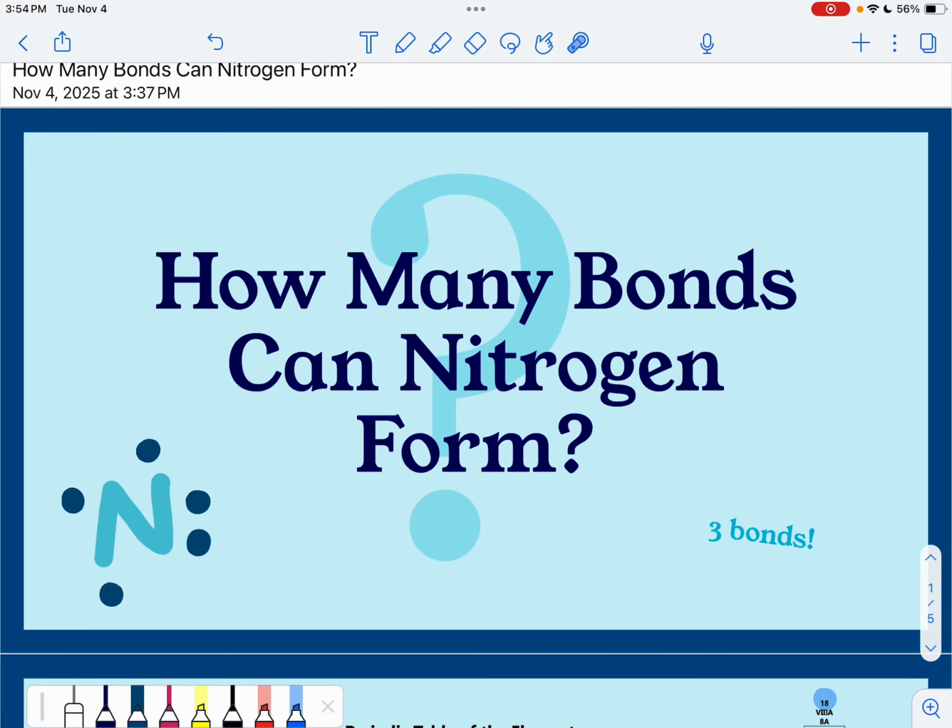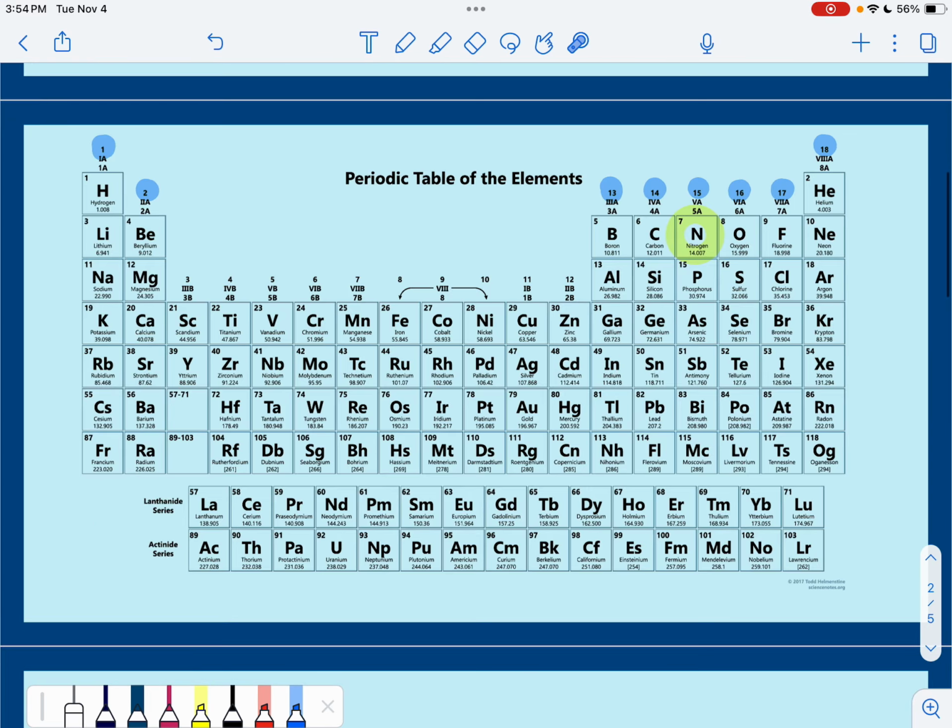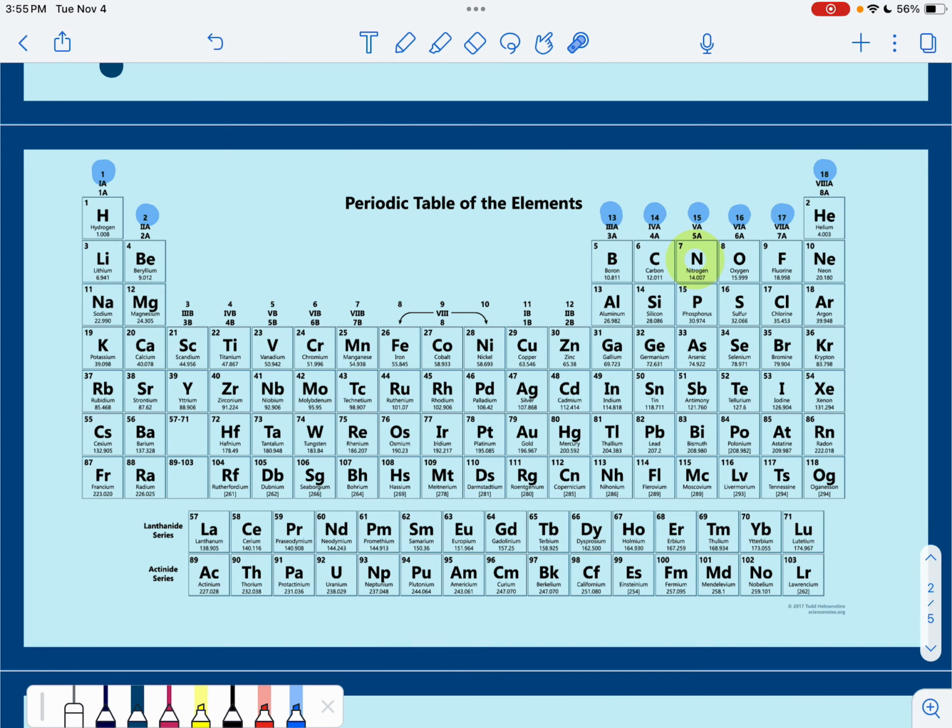Let's figure out how many bonds nitrogen can form using the periodic table. Now, the periodic table is arranged in groups. As you can see, I have highlighted some of the group numbers here in blue. So the main group elements, that's groups 1, 2, 13, and so on. If you take the main group elements' group number, the last digit of the group number, that actually will tell you how many valence electrons the atoms in those columns have.